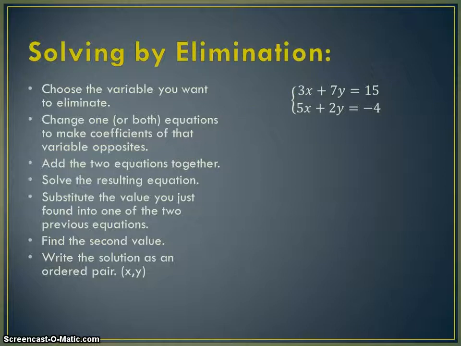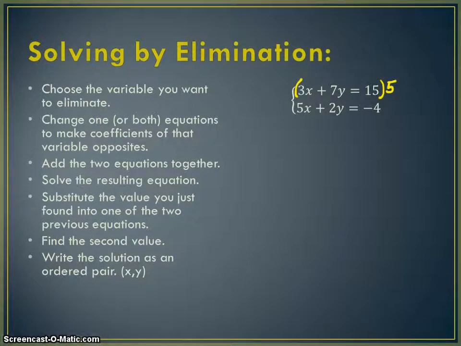I personally am probably going to choose the 3x and the 5x. There's nothing wrong with choosing the 7 and the 2y. I like to do my elimination by adding both equations together every time. So when I change my coefficients, I make them into opposites of one another. If I'm choosing to get rid of the 3x and the 5x here, I will need a number that I can make both of these into by multiplying my equations by a constant. So I'm going to choose 15, and that requires me to multiply my top equation by 5.